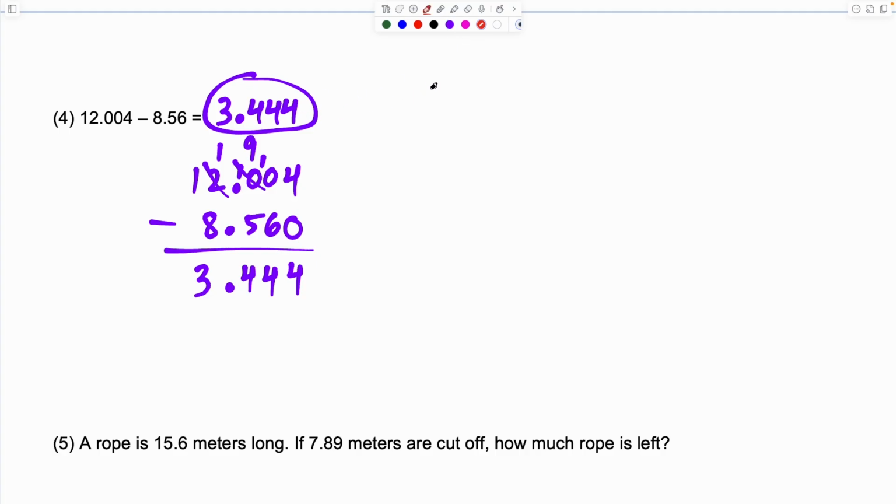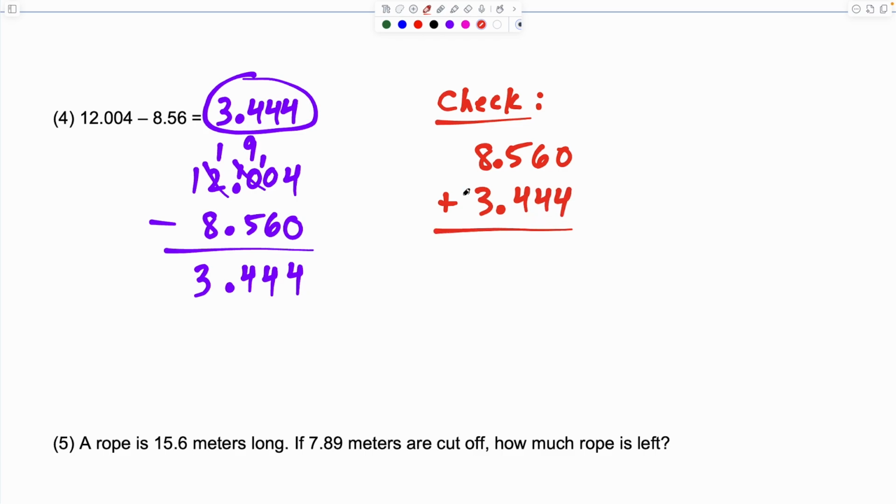Now, let's say at any point, for an example like this, you're like, wait, this was a little bit tricky. I'm unsure if I did this right. If you want to check your work, you could take 8.56, put the extra 0, and add our solution here, the 3.444. When you're trying to check your answer to a subtraction problem, you can always add it back and see if it brings you back to the total you started with.